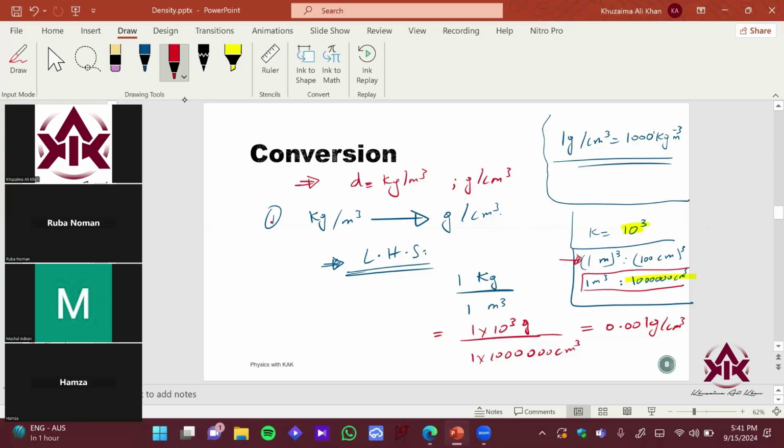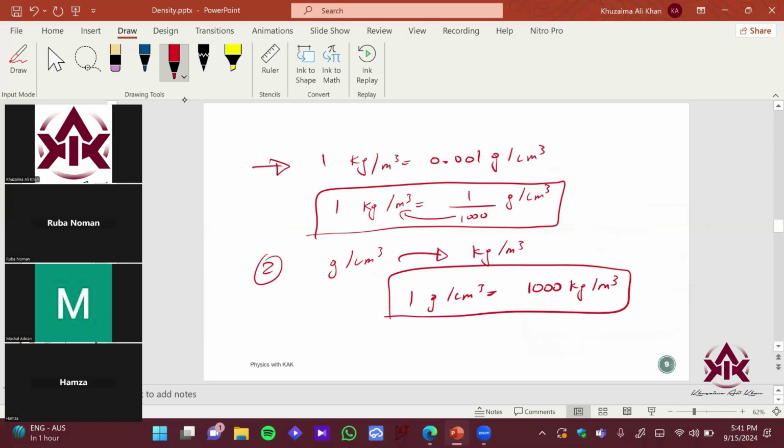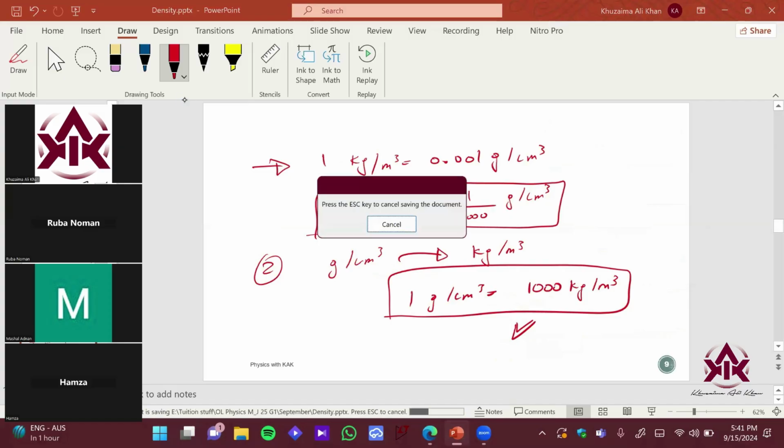So I converted kilograms to grams, and I converted meter cube to centimeter cube, right? And therefore I had this answer. Now think about this relation over here. Does that make sense now? If I want to make gram per centimeter cube the subject, I send this 1000 over there, and I also have the relation to convert from gram per centimeter cube to kilogram per meter cube. Density of X is greater than density of Y.